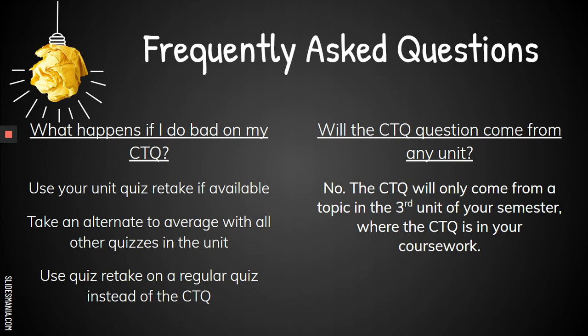If you don't have your quiz retake available, you can always request an alternate CTQ that would average out with all your other quizzes from the unit. If you still have your quiz retake available but don't want to use it on the CTQ, you can also improve your score by using the retake on just a regular quiz. You always want to use the retake on the quiz with the lowest score, but that you feel confident you can improve your score in the alternate quiz on.